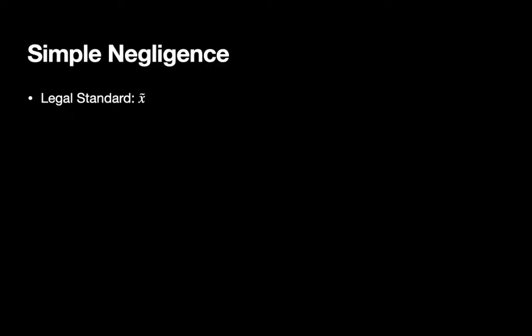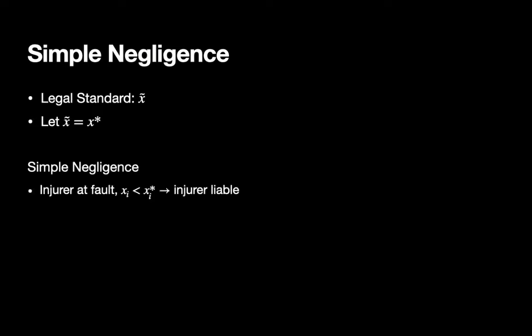We will define the legal standard to be X tilde. Let the legal standard be efficient. Given this assumption, simple negligence can be summarized as follows. If the injurer's level of precaution is less than the efficient level, then the injurer has not met the legal standard and is liable. When a party has not met the legal standard, we say they are at fault. However, if the injurer's level of precaution exceeds the legal standard, then the injurer is not liable.